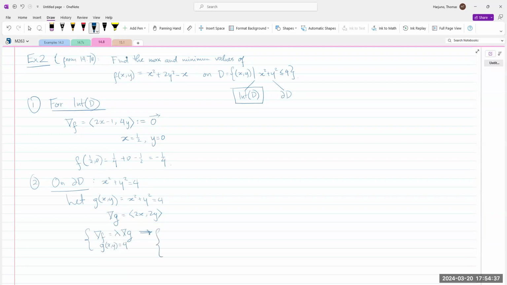It basically means I need to solve the following. 2x minus 1 equals 2 lambda x for the x component. For the y component, 4y equals 2 lambda y. And then, finally, x squared plus y squared equals 4. How do we solve this?